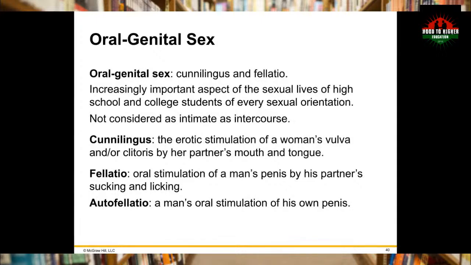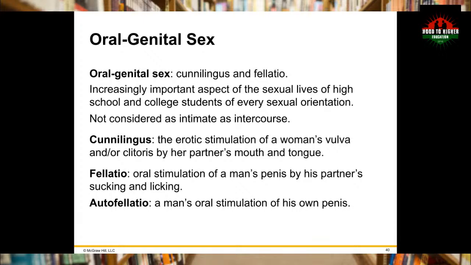Oral genital sex, cunnilingus, and fellatio, are increasingly important aspects of the sexual lives of high school and college students of every sexual orientation, not considered as intimate as intercourse, right? And that depends on your sexual script as well, because some folks view, depending on where you come from, cunnilingus and fellatio as very important or intimate parts of intercourse, and that's something that you share with somebody that you're in love with.